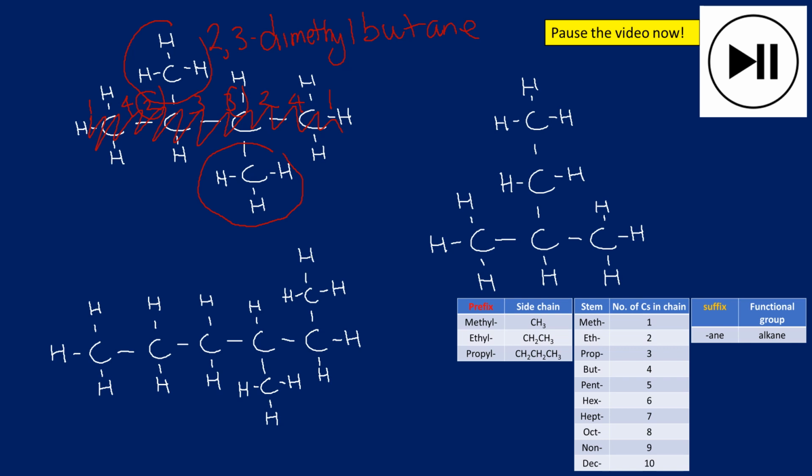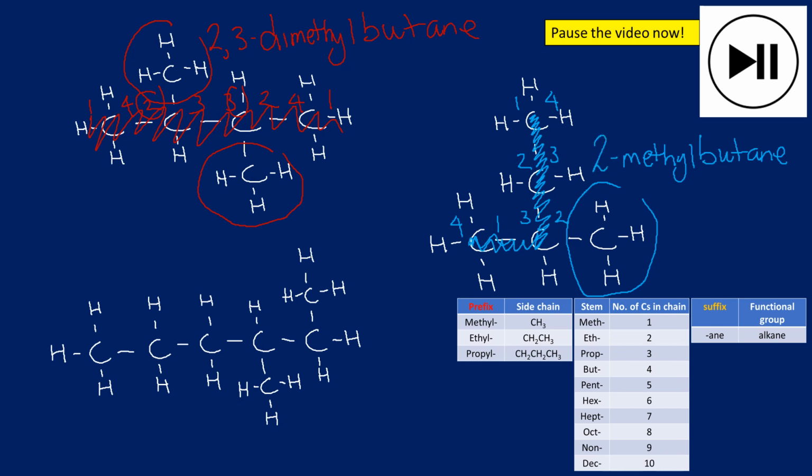Okay, let's have a look at this one here. So 1, 2, 3, 4. So that's butane. This time there's a methyl side chain, so it's methyl butane. What's the position of our methyl group? 1, 2, 3, 4, or 1, 2, 3, 4. So it's either 2 or 3 methyl. I have to go with the lowest number, so it's 2 methyl butane.